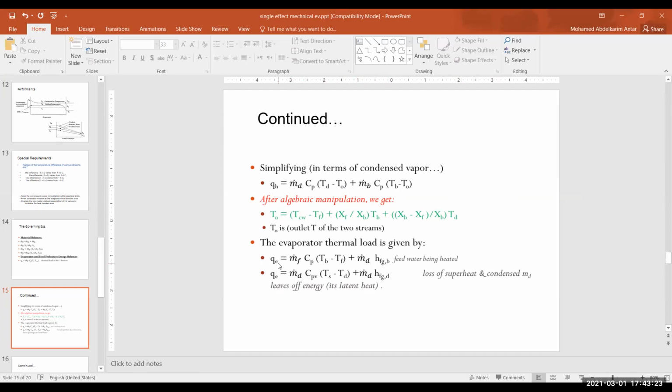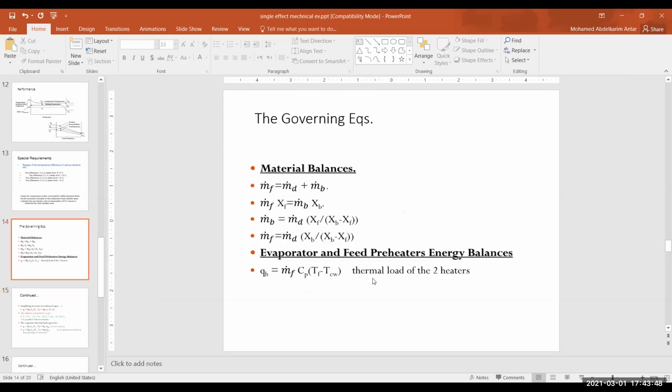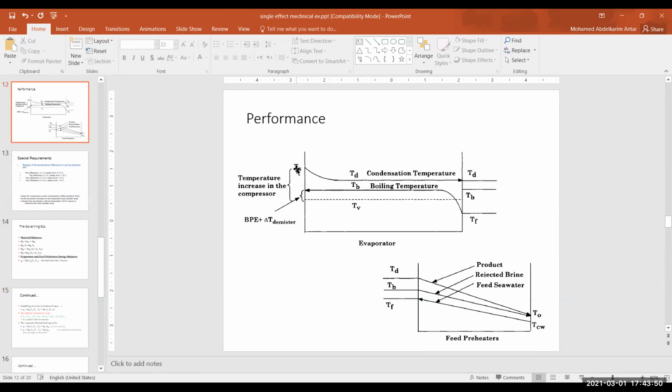The evaporator has a high side, which is the steam coming in. The steam has to lose its superheat first. So sensible cooling for the steam, M dot distillate, Cp of the vapor, Ts minus Td. This is the sensible cooling of the steam from T steam to T distillate. And there is condensation, which is M dot distillate HFG. This is basically what is happening here.